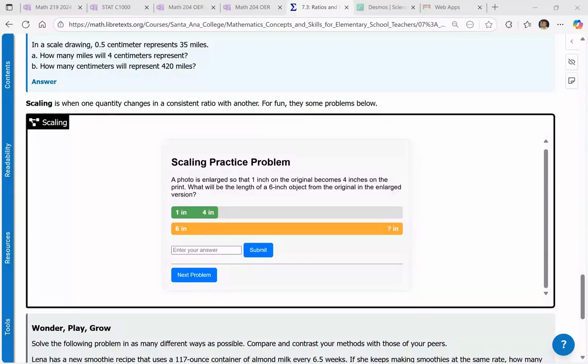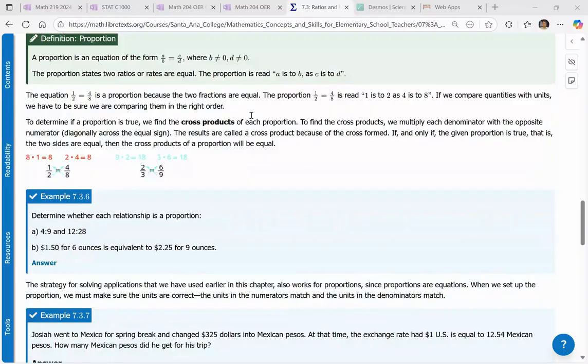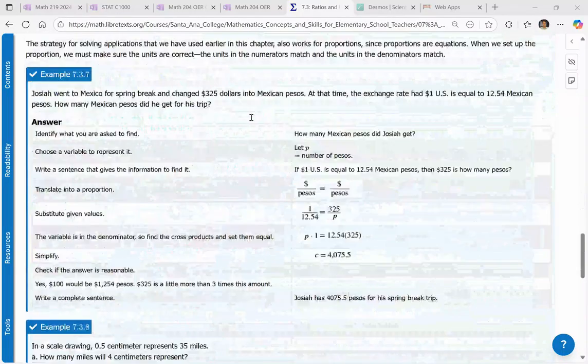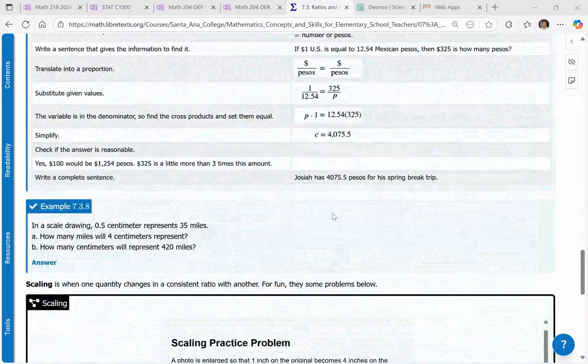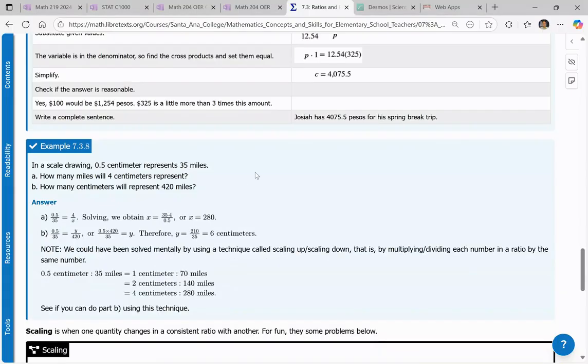Okay, so before we finish chapter 7.3, I want to remind you that the textbook has a lot more detailed information that goes beyond our notes and the videos. But again, we left off on the last example where we were doing a scaling drawing, or we saw that idea of a scaling drawing in a map or something.